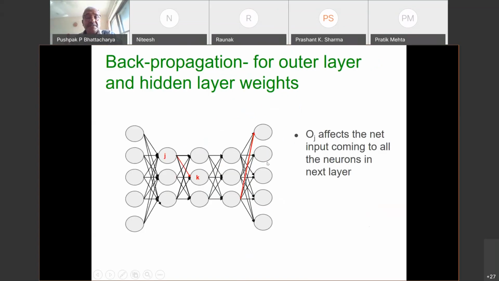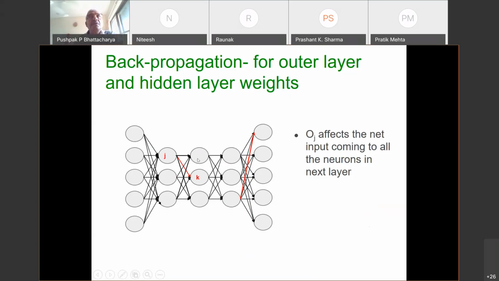Now, the question is, for such a network, how do we fix the weight values? Okay. So it turns out that we have to give a slightly different treatment for connections going to the outermost layer and connections for the hidden layer. And the difference is also very well understood. In the outermost layer, we have the target values in a supervised learning scenario. And therefore, we know the difference between the target value and the observed value. In the hidden layers, we do not know the target values.